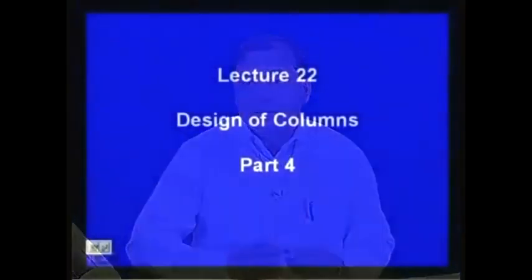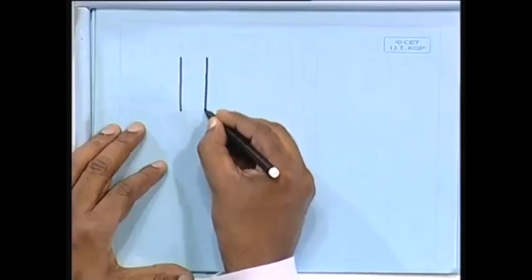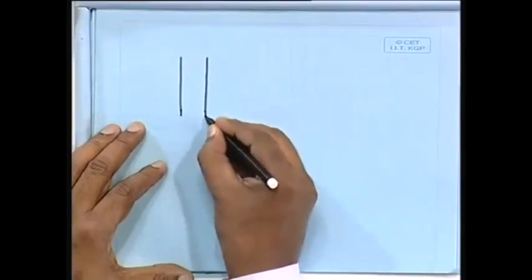We shall still continue with the design of columns. So far we have done axially loaded columns, and last class we started uniaxial bending. Now let us see what happens if there is a moment acting on the columns, besides the axial load.